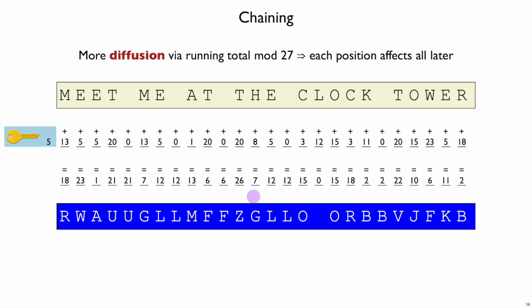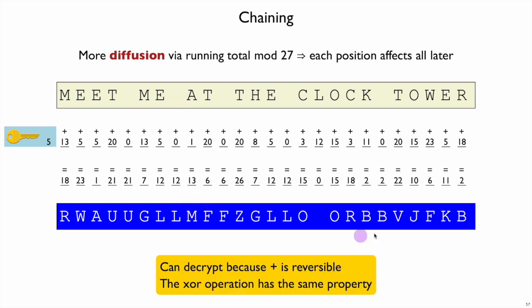Here you can see just by chaining, I've created some confusion, and I've created diffusion because each part of my ciphertext depends both on a corresponding part of the plain text and also an earlier part of the plain text. This process is reversible because addition is reversible.